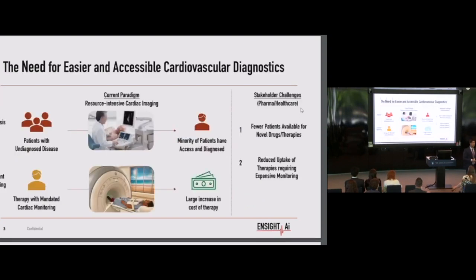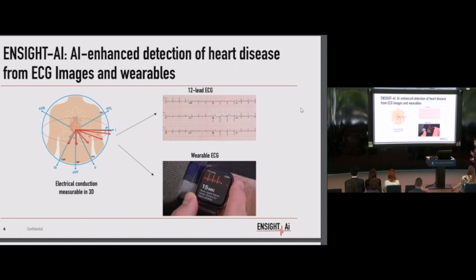The problem we're trying to solve is that for the majority of cardiovascular disorders today, we rely on advanced cardiac imaging for both diagnosis and treatment monitoring, making it impossible for us to get enough people enrolled in clinical trials, enough people on therapies, and making treatment itself very cost prohibitive for many of our patients and for our stakeholders in pharma and healthcare.